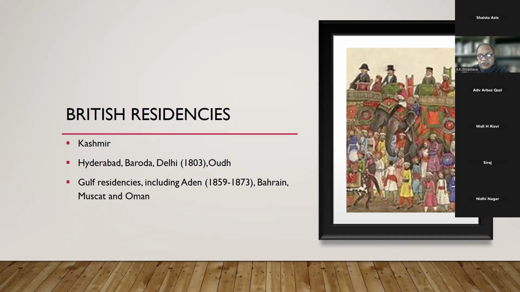Hyderabad, Baroda, Delhi, they all had residencies, and even beyond the shores of India, British India extended to Aden. So they had a residency from 1859 to 1873. After that, it became part of the province of Bombay. Until the 1930s, Aden, which is a part of Yemen, was being controlled by the Bombay Presidency, the Governor of Bombay. Bahrain, Muscat, Oman, Qatar, a number of places where British India had residencies. So residencies and residents were all over.